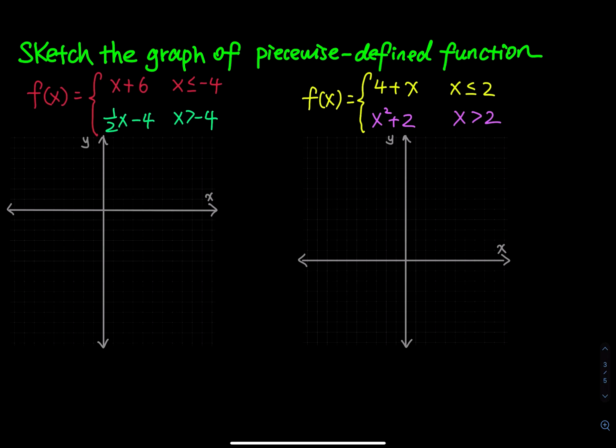Sketch the graph of a piecewise-defined function. Most of the time, I would just call this a piecewise function. So what is a piecewise function? For example, the first function f of x is equal to two pieces.